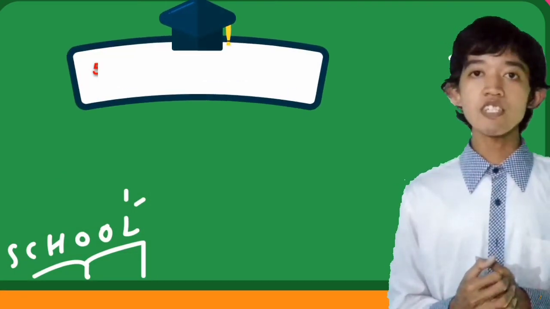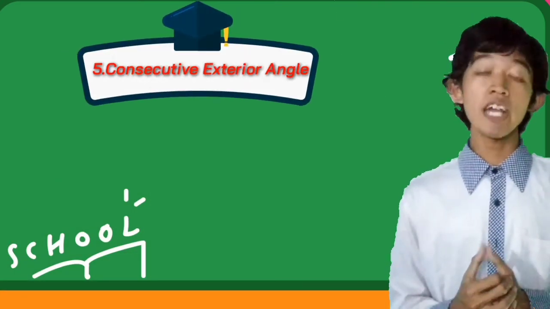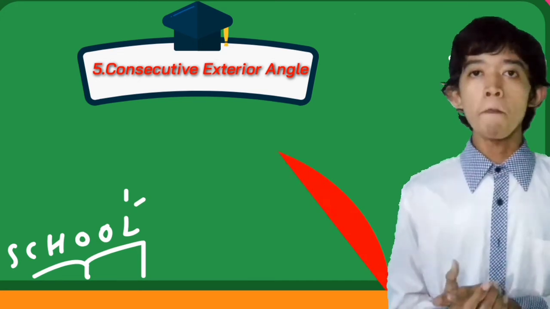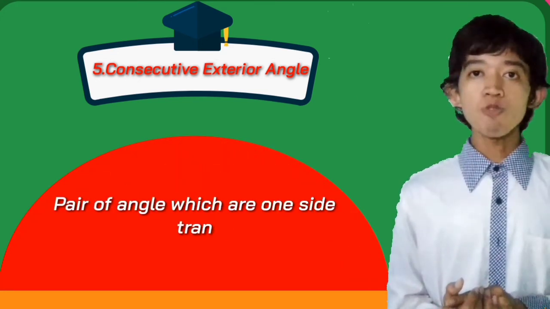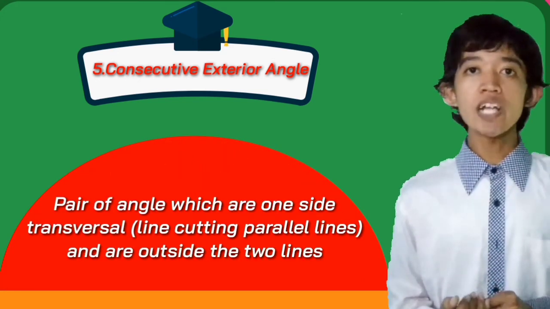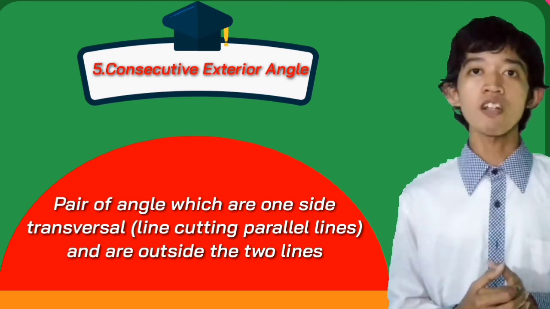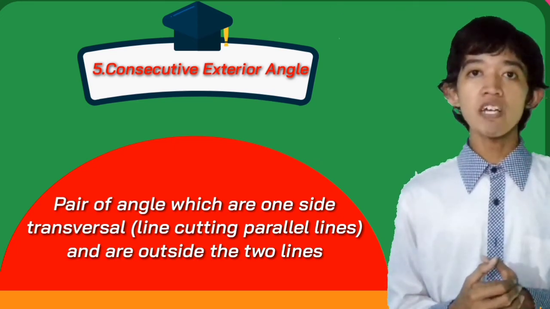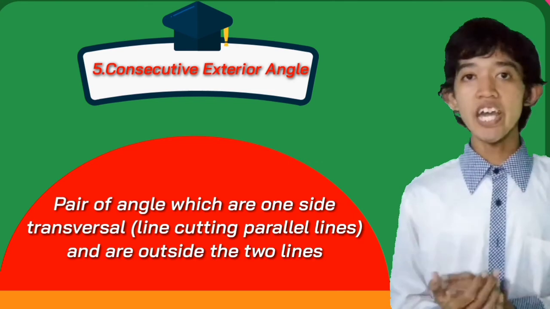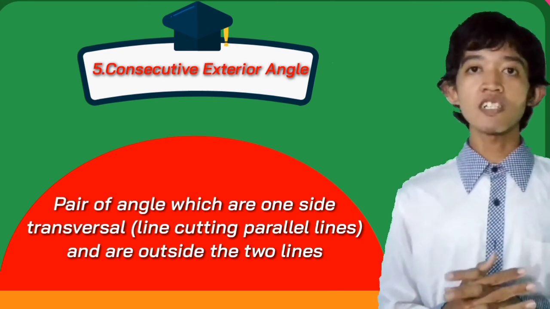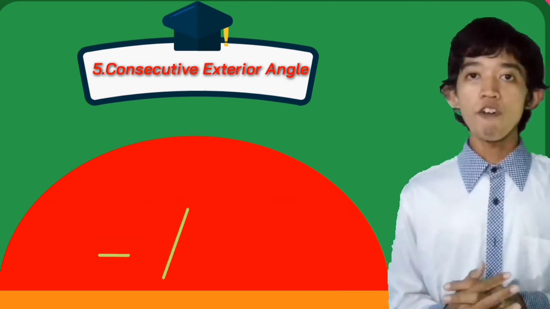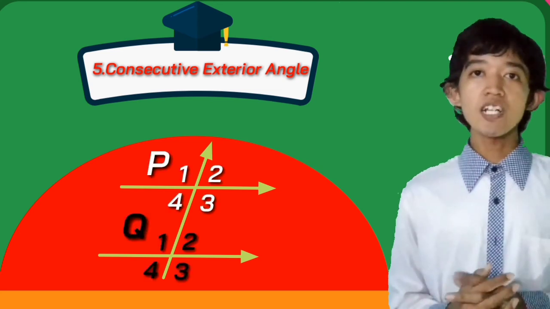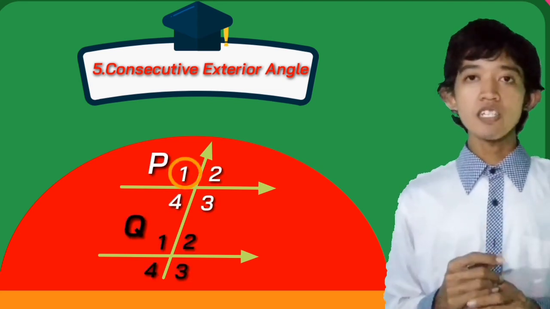Okay, last is consecutive exterior angles. A pair of angles which are on one side of the transversal line cutting parallel lines and are outside the two lines. For example, the angle P1 and Q4.